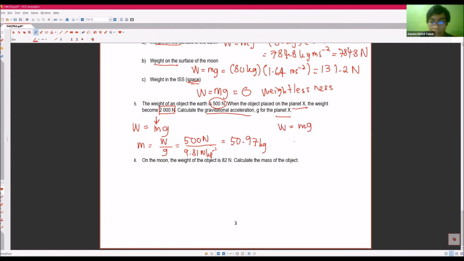So again, we use this formula and then rearrange for G, it becomes weight over mass. The weight at planet X, 2000, is quite massive. The planet X is because the gravitational force exerted on the same object is bigger. Thus, we assume that the mass of planet X is bigger than Earth. So the mass is 50.97 kilograms. Our G is 2000 divided by 50.97. We got 39.24 m s^-2 because it is the gravitational acceleration.